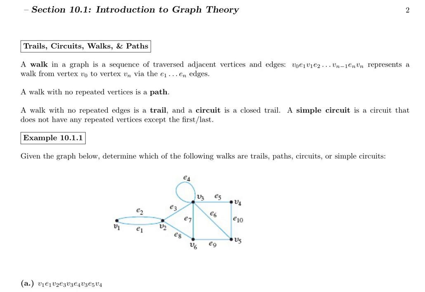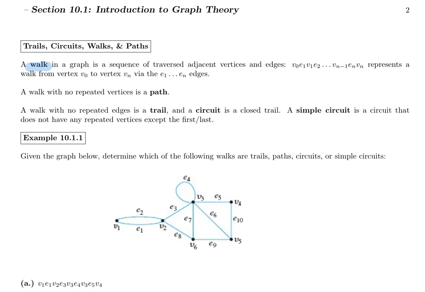Let's continue to build our vocabulary of graph theory. So let's talk about trails, circuits, walks, and paths. A walk in a graph is a sequence of traversed adjacent vertices and edges, V0, E1, V1, E2, all the way out to V sub n minus 1, E sub n, V sub n. And it represents a walk from vertex V0 to vertex Vn via the E1 to En edges. And a lot of this will make a little more sense when we look at an example. So it's just describing how we can walk from one vertex to another and which edges we use.